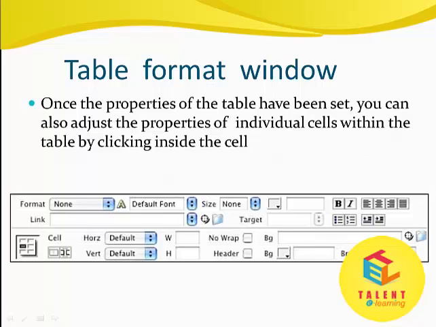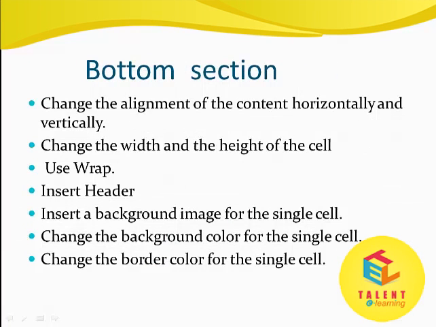Table format window. Once the properties of the table have been set, you can also adjust the properties of individual cells within the table by clicking inside the cells. Here format is none. Here text type default font. Size none. Here bold, italic, bottom section. Change the alignment of the content horizontally and vertically.